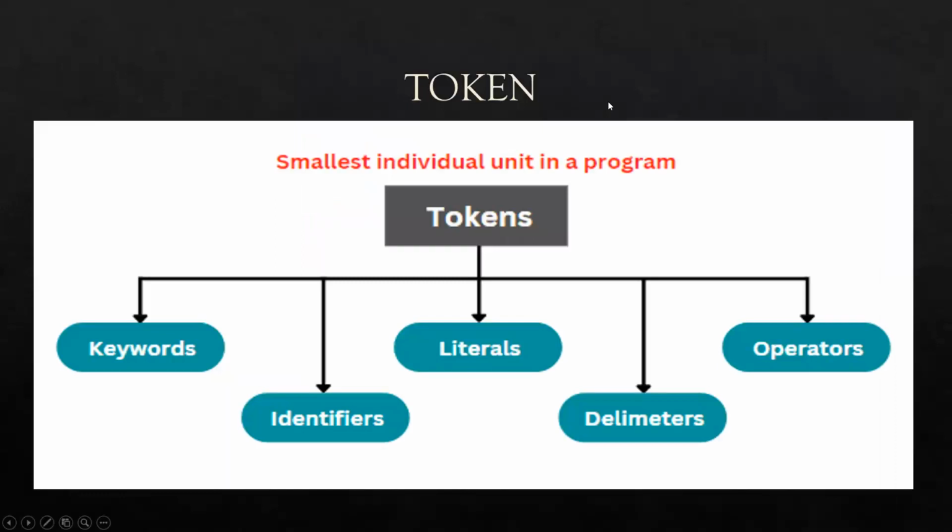Token. Token is the smallest individual unit in a program. Now, what do I understand by this? A token is the smallest element of a Python script that is meaningful to the interpreter. So each component of the programming statement is referred to as a token. Here you can see that it has been divided into 5 types: keywords, identifiers, literals, delimiters, operators. So let us see the tokens one by one.